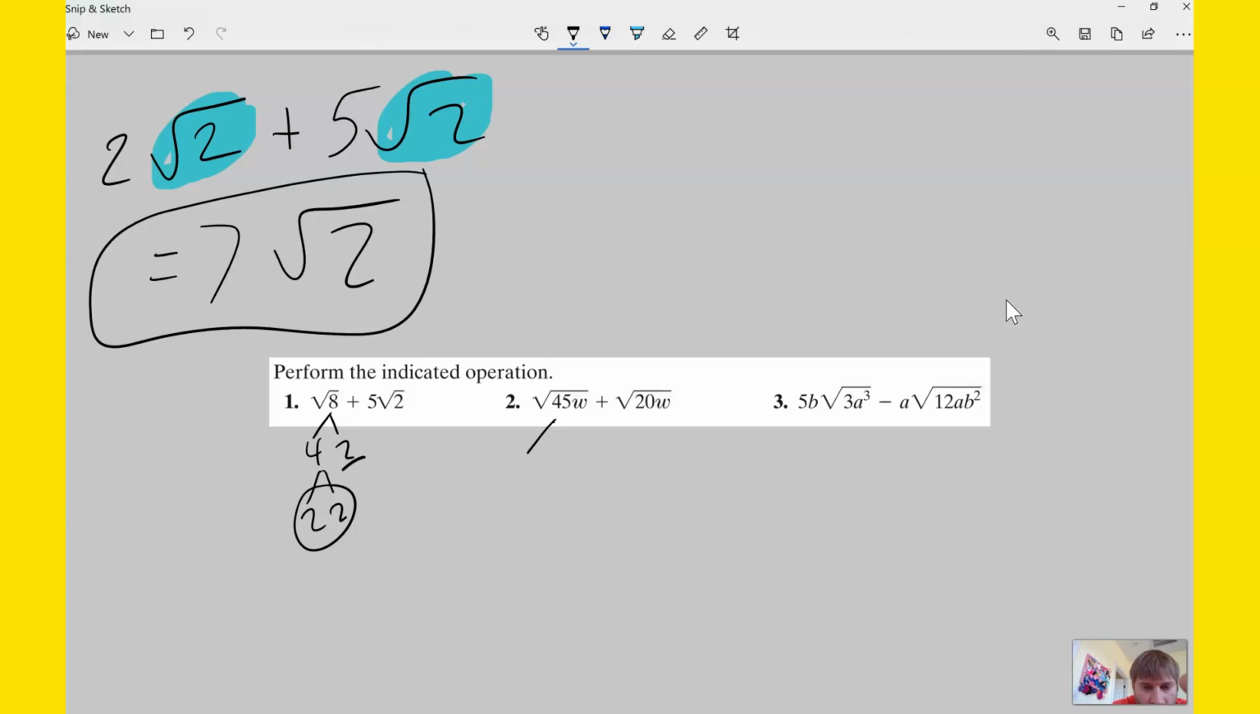We're going to simplify these radicals. The 45 breaks down to 9 times 5. The 9 breaks down to 3 times 3. So I've got a pair of 3's with an extra 5 left over. So that's going to be 3 square root 5w.